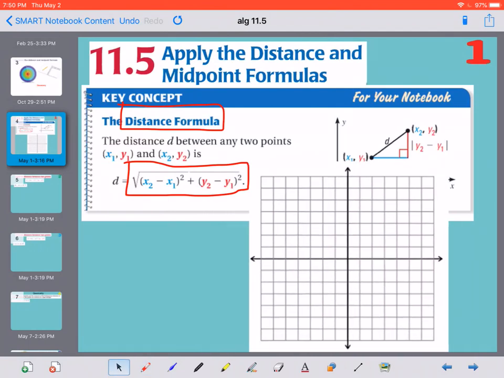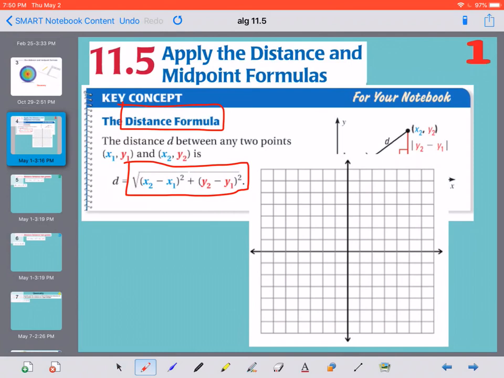We would use this if we have a point on our graph and another point. We can't count diagonally, so we use our distance formula to find the distance between one point and the other. We could also do the same thing if we were looking for the distance of the sides of a triangle. We could use our distance formula to figure out the distance between any two of those points.